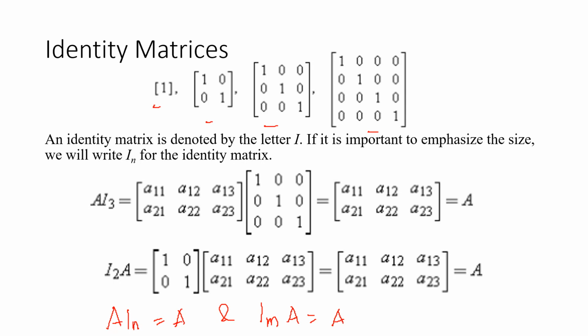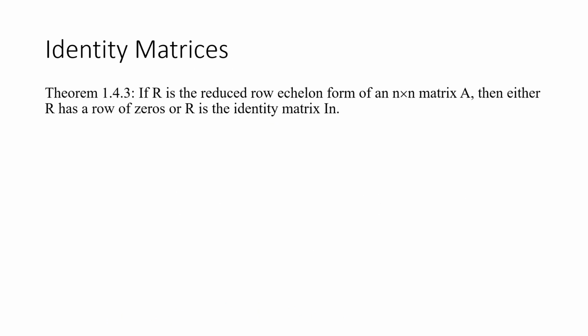Identity matrices arise naturally in studying the reduced row echelon form of a square matrix. So you have Theorem 1.4.3. If R is the reduced row echelon form of an n by n matrix A, then either R has a row of zeros or R is the identity matrix I sub n.